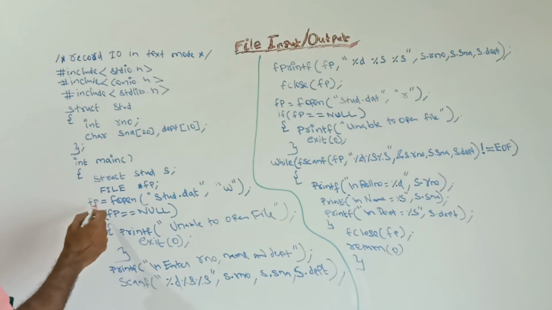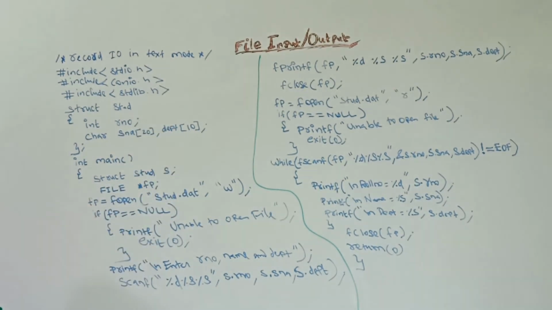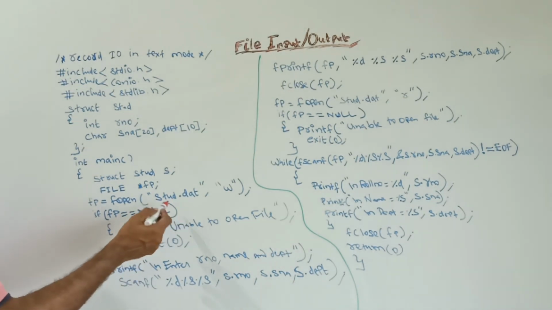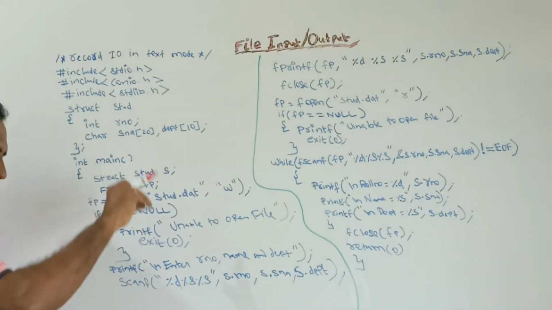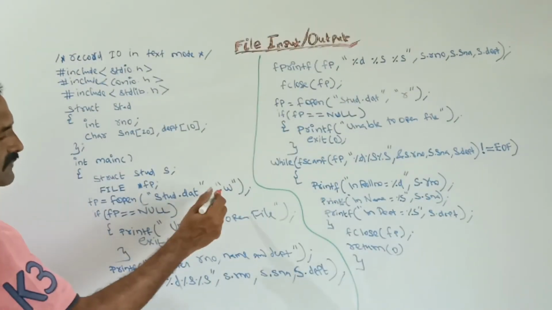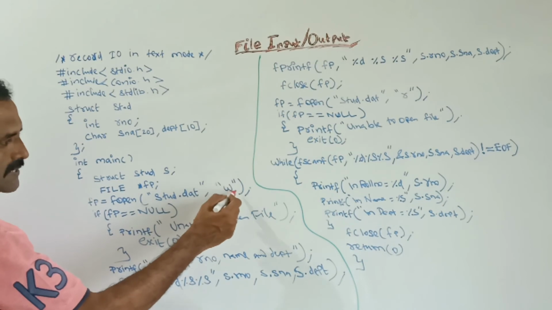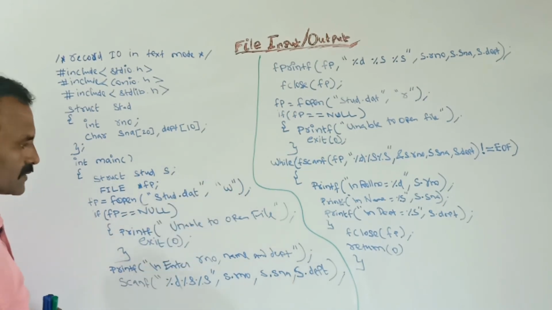Next, fp is equal to fopen, and by the help of this I am opening the file. If the file was already created, it will be opened in write mode. If there is no file, it will create a new file and open it in write text mode. If it is binary mode, we should mention the B. Without B, it is text mode.